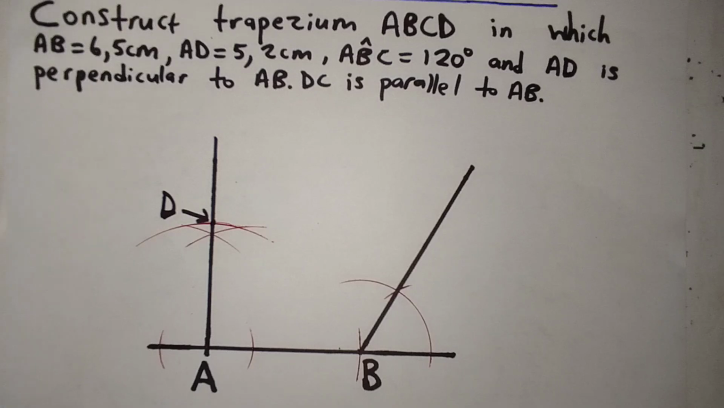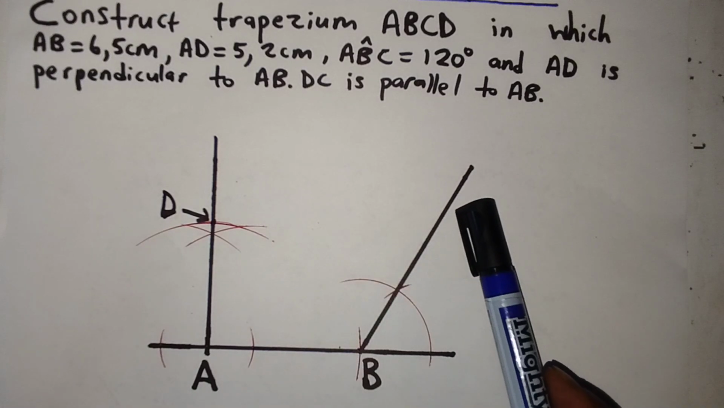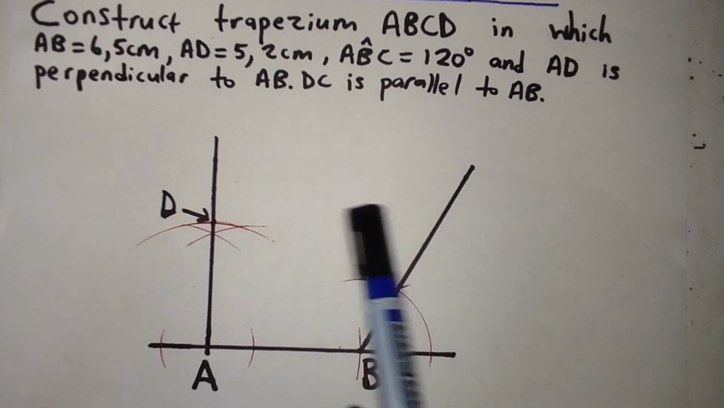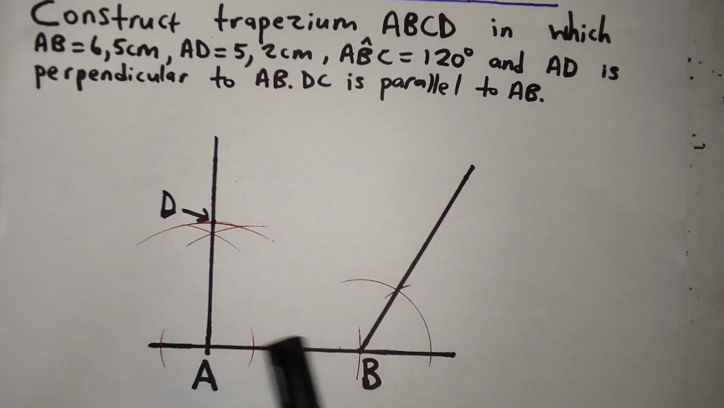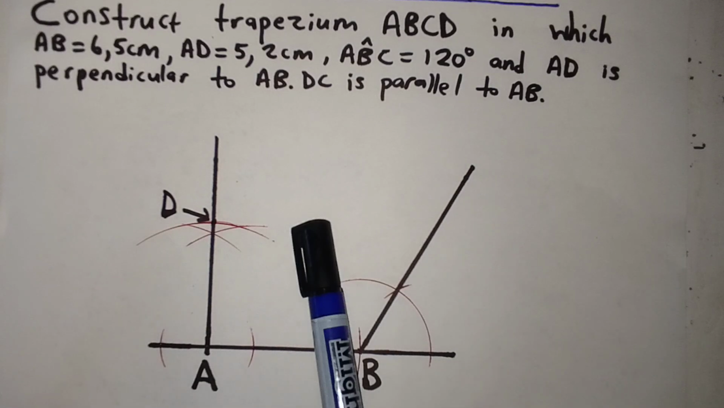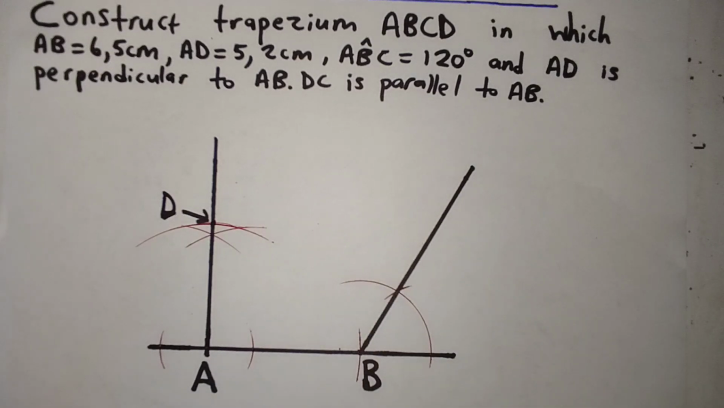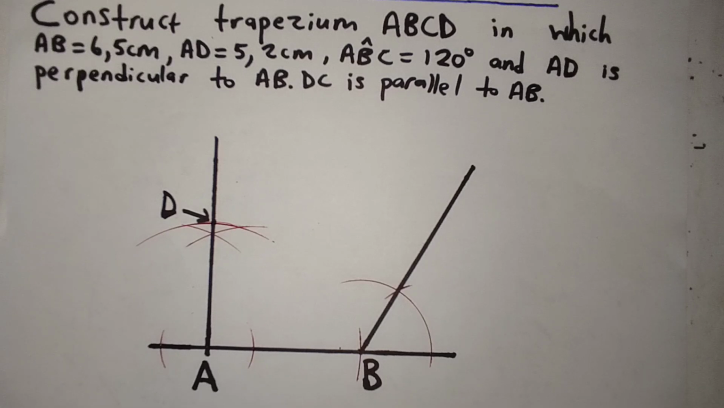Okay, so let's finish up. C is along this line, and you are told that DC, which is supposed to be somewhere here, is parallel to AB. So it means I have to construct a line parallel to AB, which goes from D to C. There are about two methods which we can use. The first one which I will show you is, I think, the easiest one, using a ruler and a set square.